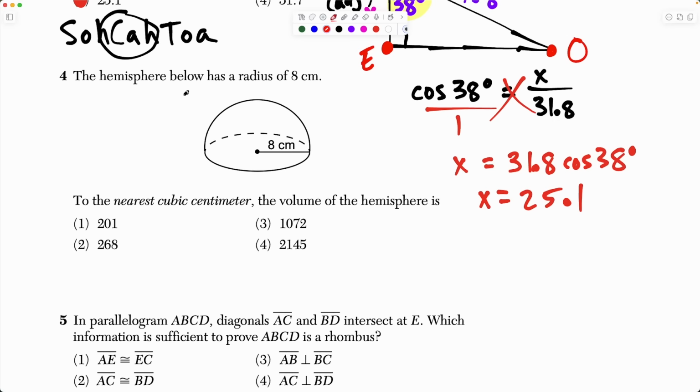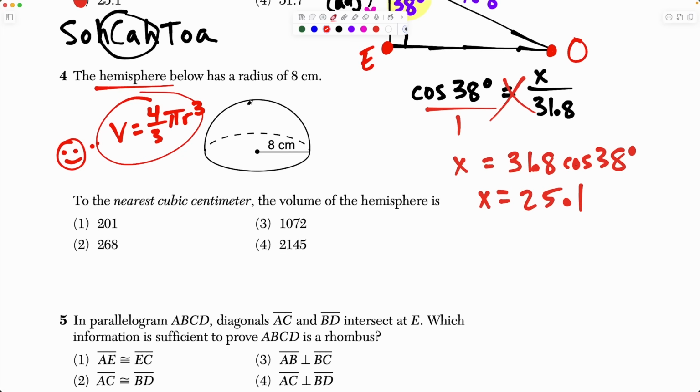Question 4, the hemisphere below has a radius of 8 centimeters. And we have here, to the nearest cubic centimeter, the volume of the hemisphere is, and we have these 4 options to choose from. So a hemisphere is half of a sphere. So if we were to go to the reference page at the back of the Regents, we could find that the volume of a full sphere is 4/3 pi r cubed. Okay, so this is the volume of a full sphere.